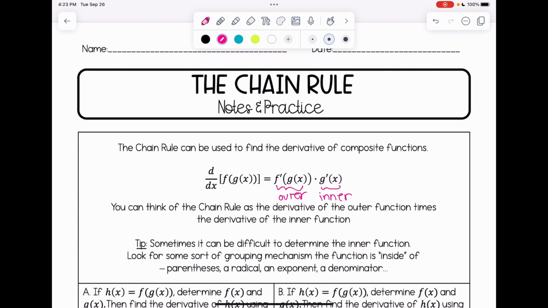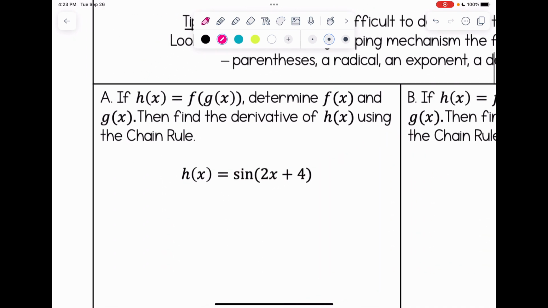As a tip, sometimes it can be difficult to determine what the inner function is. You want to try and look for some sort of grouping mechanism that the function is inside of. So some examples of this might be parentheses, a radical, an exponent, or a denominator, for instance. All right, let's take a look at some sample problems.